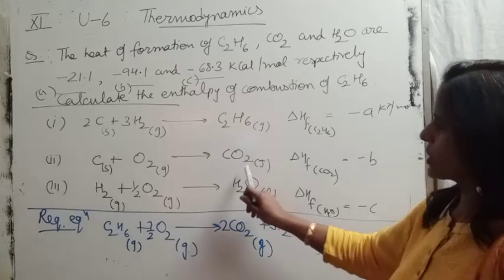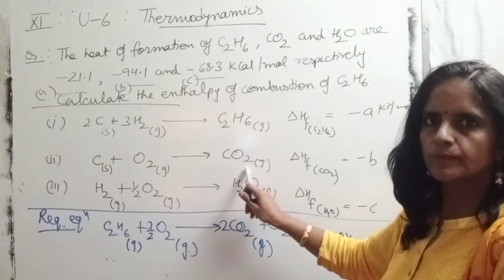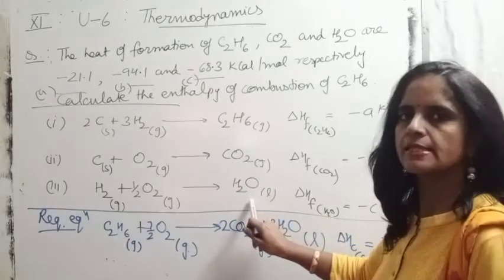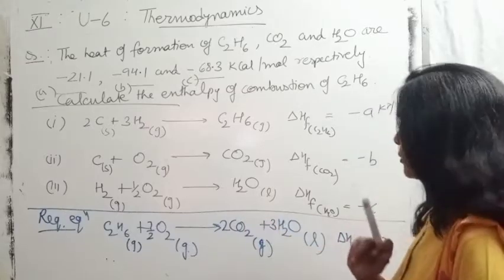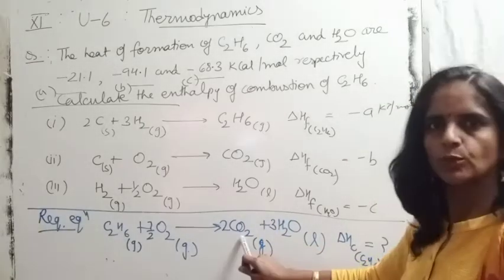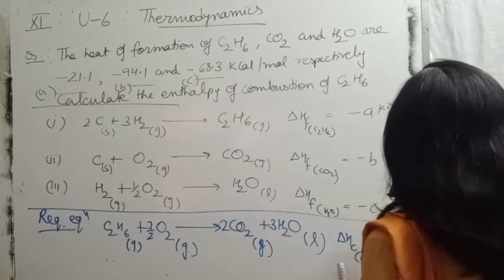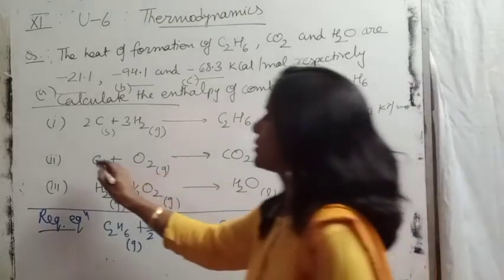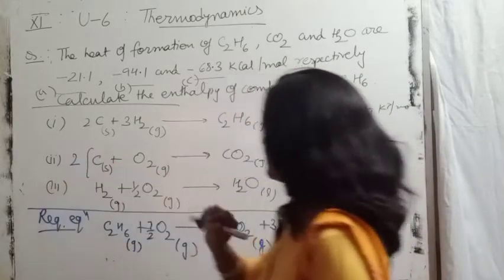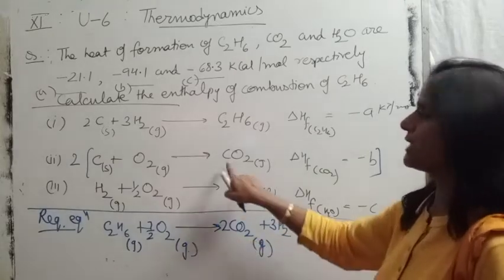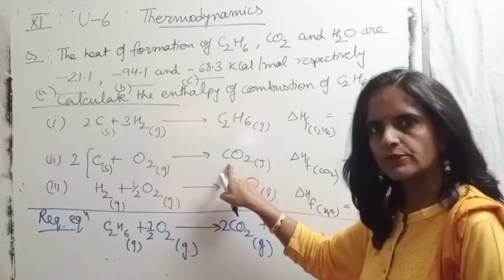See, the second equation gives us the value of CO2. The third equation is giving us water. But now check the number of moles. 2 moles of CO2 we need, so we multiply the second equation by 2, because we need 2 moles of CO2 and in the second equation there is 1 mole of CO2.